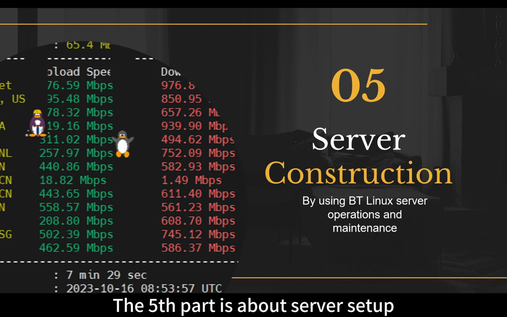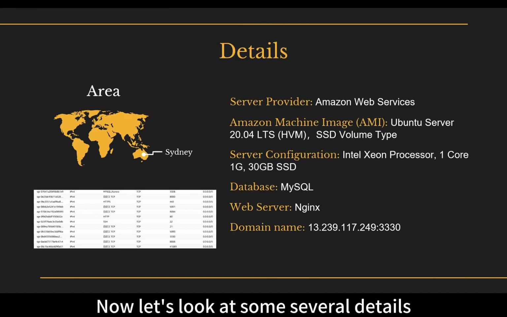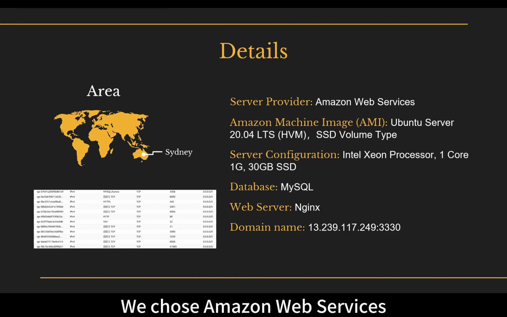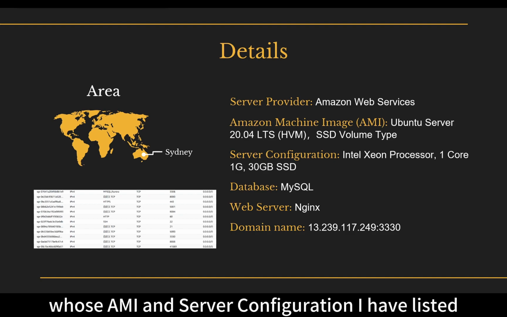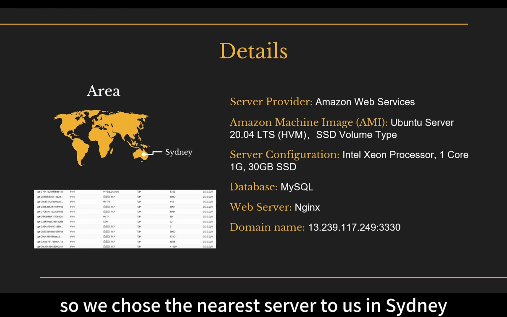The fifth part is about server setup. Now let's look at some server details. We used Amazon Web Services, for which I have listed the AMI and server configuration, and given that we are in Auckland, we chose the nearest server to us in Sydney.